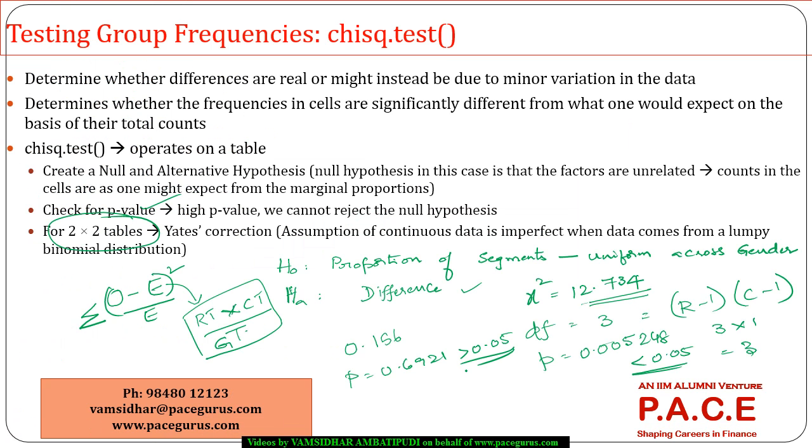Yates correction is also performed because there is an assumption that continuous data is imperfect when it comes from a lumpy binomial distribution. A 2 by 2 table means it's a binomial distribution, whereas the chi-square is a continuous distribution. So especially when the data comes from only two groups, the assumption relating to continuous data would be more and more imperfect. That's where we apply a continuity correction before we take the data for the computation of the chi-square analysis.